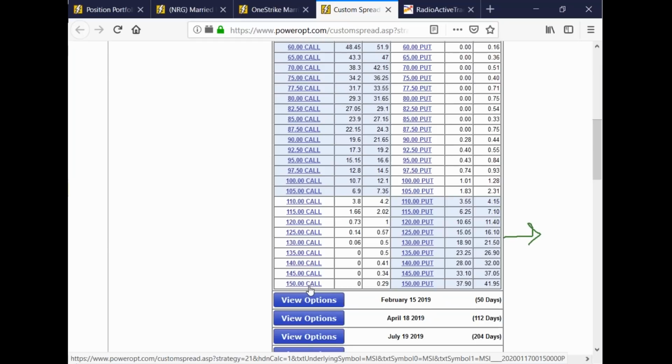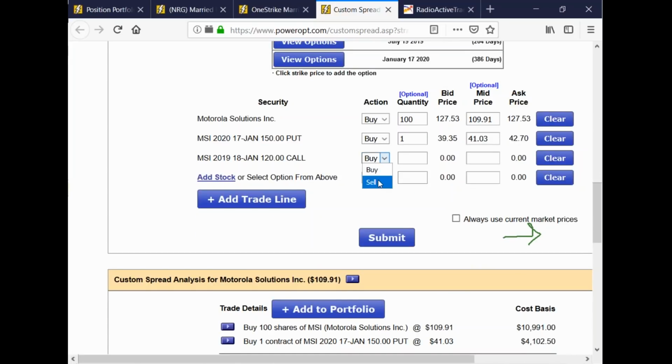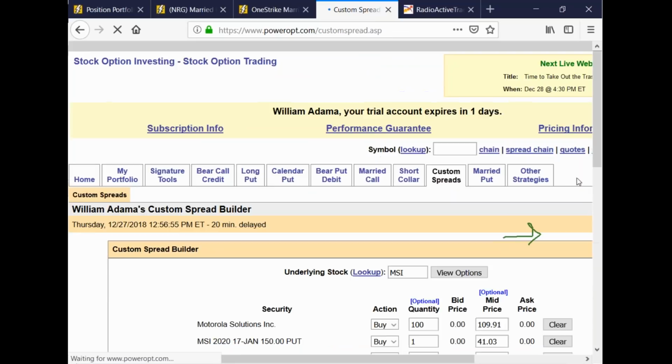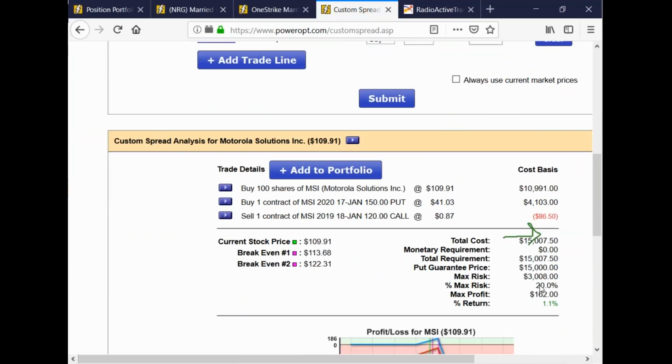Can't do that. Yeah, I want to reward myself. This would essentially bulletproof that trade if I got near midpoint, right? Selling the 120 call. This is a no-no of the income methods. What happened? My risk went up to 20%.